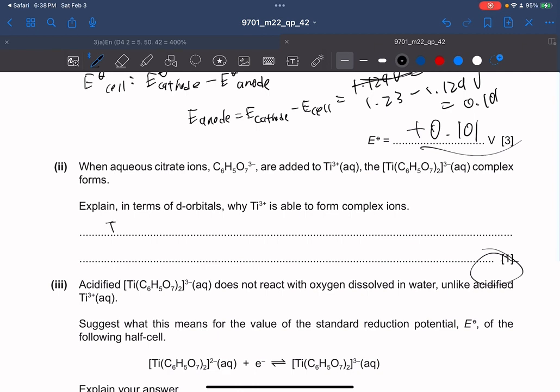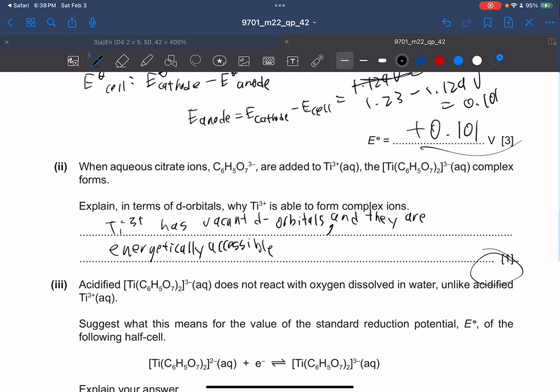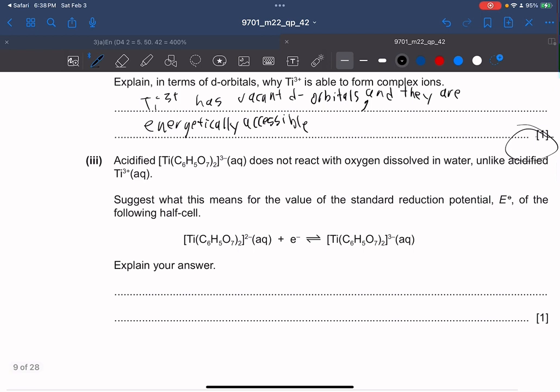So Ti3 plus has vacant d orbitals and they are energetically accessible. Basically, I guess a better way to say it is energetically accessible means the empty d orbitals are not that high in energy, so they can easily accommodate a lone pair that's coming in.